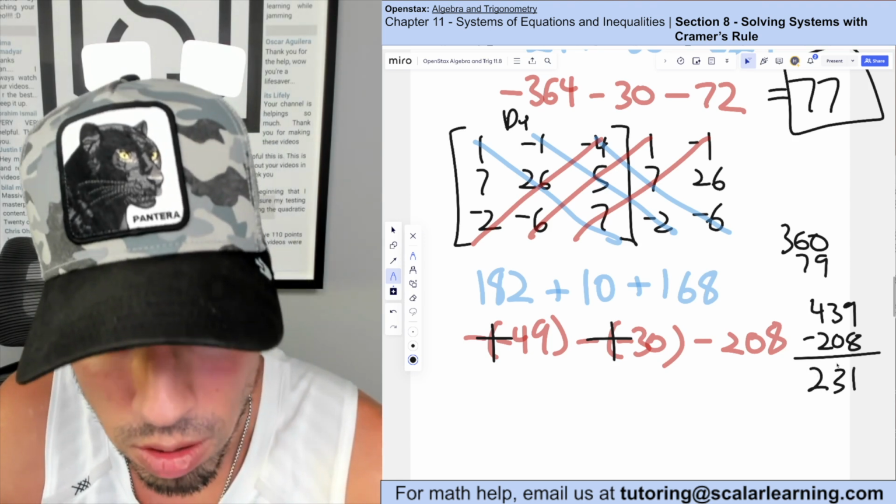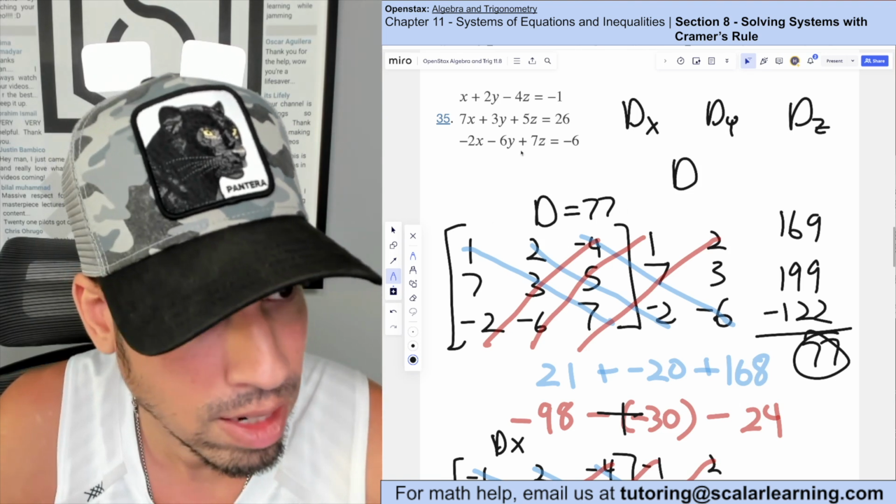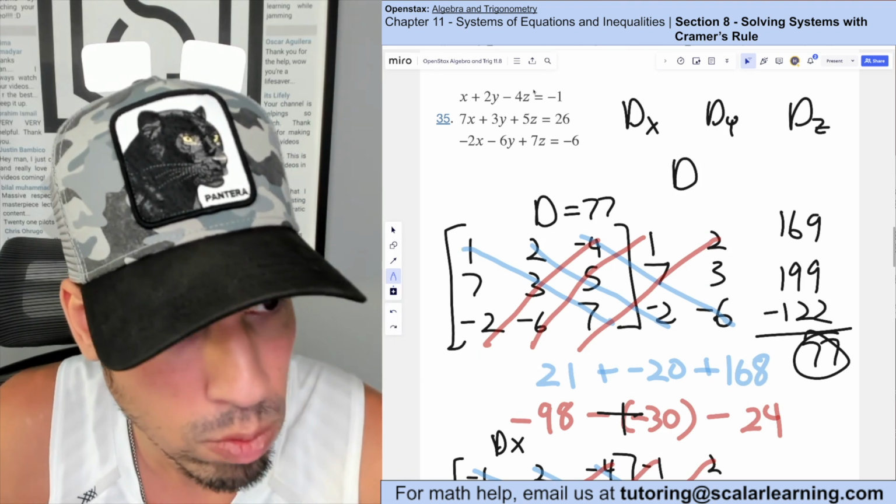So 231 for dy. All right, now coming back to the top, we need to get dz, and it's again going to be the same as this matrix, except now we're replacing this.